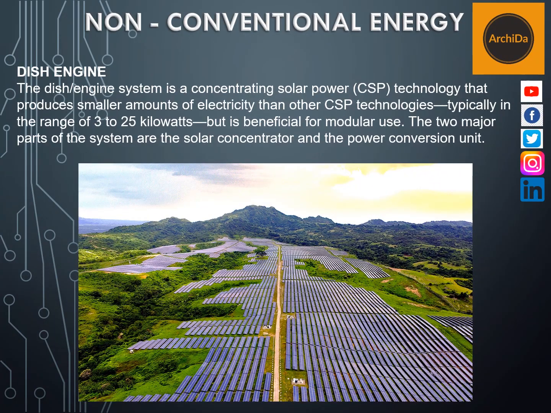Now, a dish engine system is a concentrating solar power technology that produces smaller amounts of electricity than other CSP technologies. As the picture shows down below, a dish engine supplies a certain locality, maybe a small community, but it does not supply only a single house.